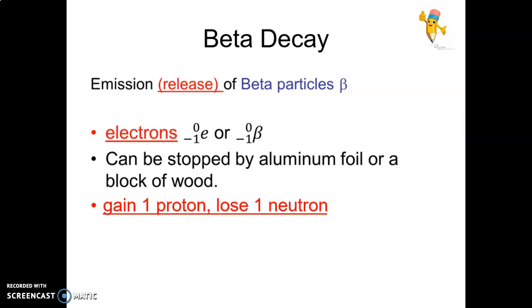And I'm going to talk about why the symbol looks the way it does. This one can be stopped by aluminum foil or a block of wood. So it's a little bit stronger, but it's still not the strongest type of decay. So let's look at an example of this.